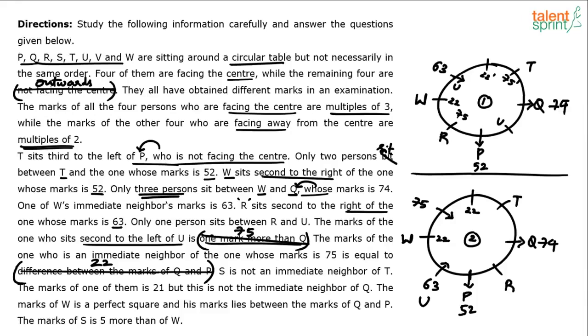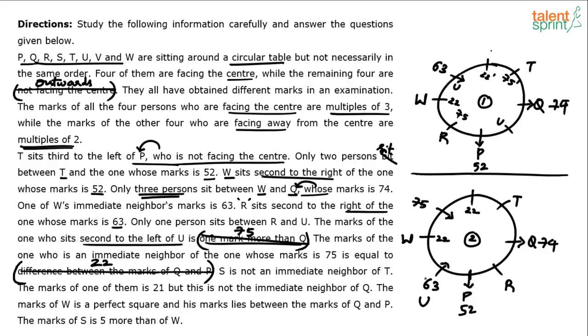S is not an immediate neighbor of T. S is not a neighbor of T meaning what? S cannot come here. It can come here or here. These are the two possibilities. In this case, S cannot come here.